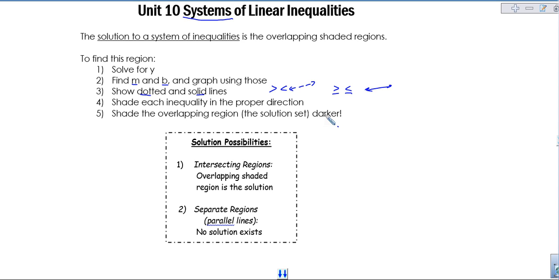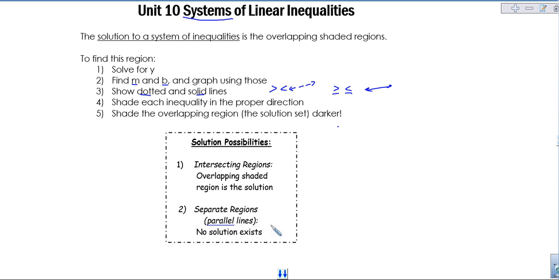You'll have three regions or sections of the graph colored in, but the dark section is the part that's the actual answer set. And just make sure that when you show us the answer, it is clear that that is your answer in some way, shape, or form. The possible solutions are that you have intersecting regions and you've shaded them in darker, or the possibility, which only happens with parallel lines, that you have no solution, where none of the regions intersect.